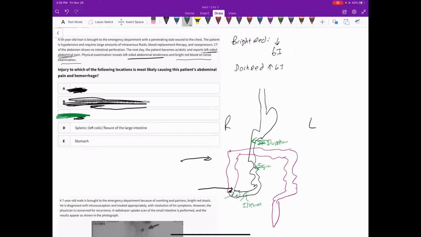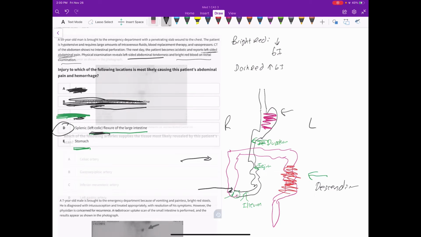We have the splenic left colic flexure of the large intestine, which already says left, so this is potential. It's on the left side. And then we have the stomach. Okay, so what did we say? The blood is bright red. If it's bright red blood, we're probably going to see it in the lower part of our GI tract, and if it's dark red, we're going to be in the upper region. So the stomach, I'm thinking, is going to be dark red, and bright red is going to be down lower in the descending colon. So where it says the splenic left colic flexure of the large intestine, D is going to be our answer here.